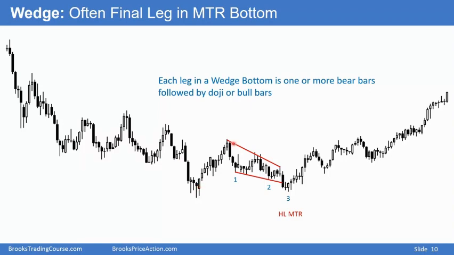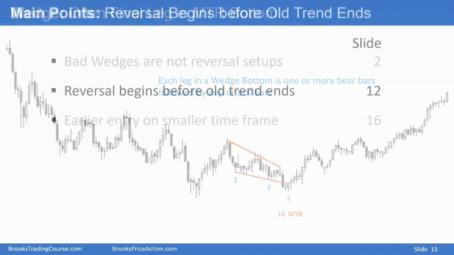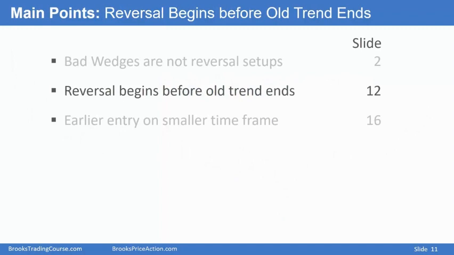Good reversal up, and then a spike and channel down, spike, first push, second push, third push, with a good buy signal bar. I think it's important to realize that most reversals begin before the prior trend ends. There's a transition.